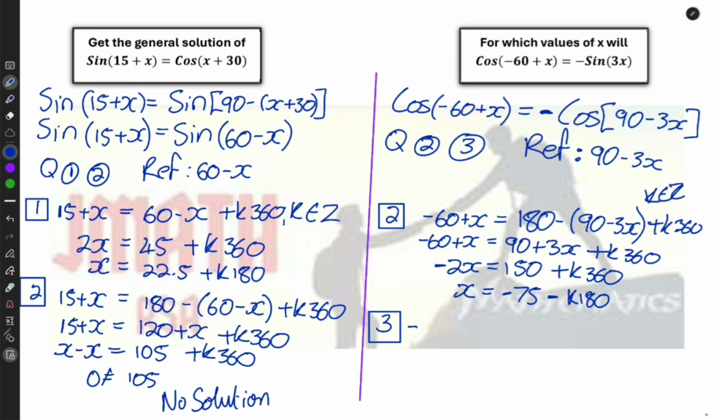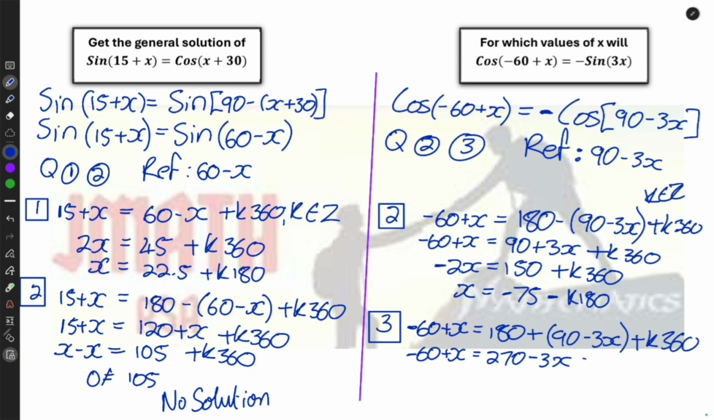So now I'm just going to start the very same. So minus 60 plus x is equal to 180, but in this case, plus the reference angle. So once again, just going to simplify a little bit. So plus x, and that's then equal to 270 minus 3x plus k 360. That becomes 4x is equal to 330 plus k 360. And then I just divide everything by 4. And therefore x is equal to 82.5 plus k 90.